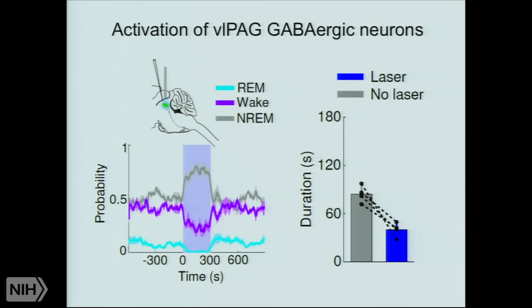But just to come back to REM, if we do closed loop stimulation, like we did for the VM neurons, we also saw a decrease of REM duration. So that really suggests that these VL-PAG GABAergic neurons suppress REM sleep.